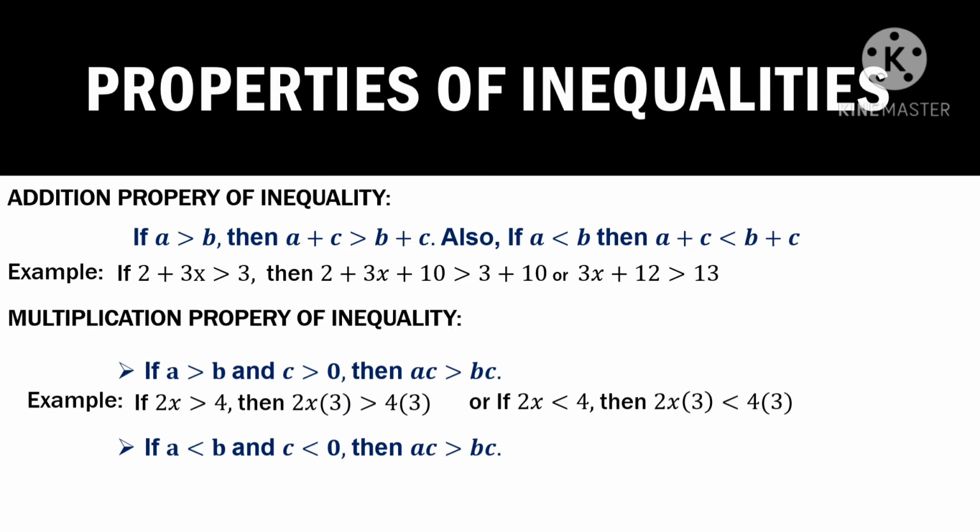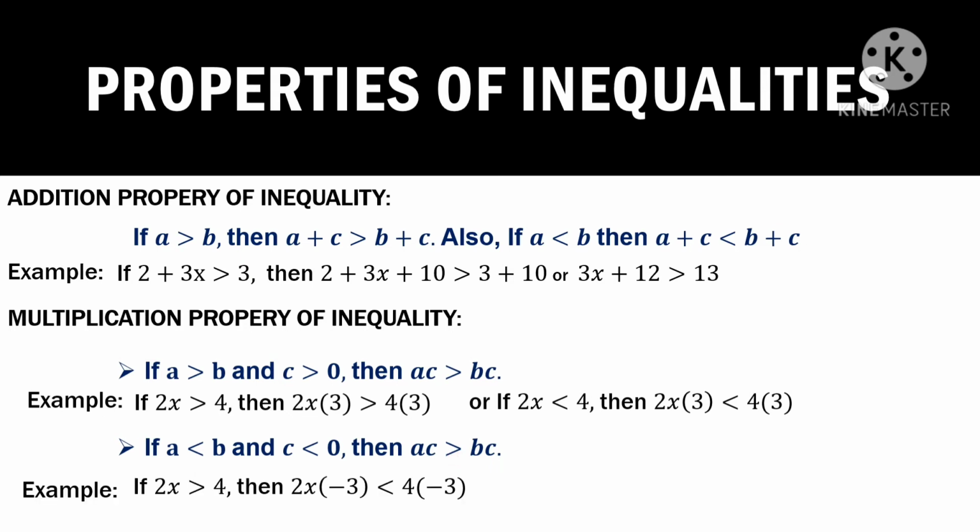So, the second condition is that if A is less than B and C is less than 0, meaning C is a negative number, then AC is greater than BC. So, ibig sabihin, pag nag-multiply ka sa magkabilang side ng inequality ng negative number, yung inequality symbol na less than ito, magiging greater than. You have to reverse the inequality symbol. Okay? So that's the condition. So if the multiplier is negative, the inequality symbol will change. So in this case, from less than, it will become greater than.